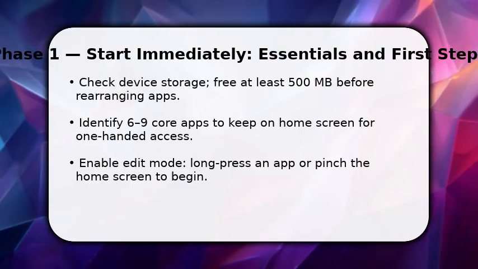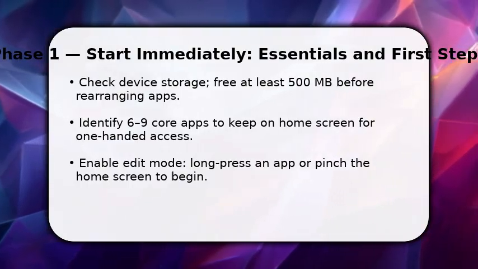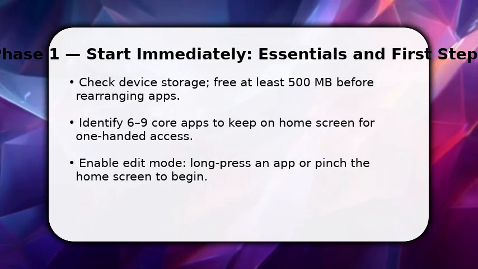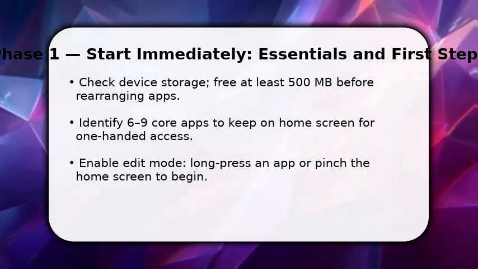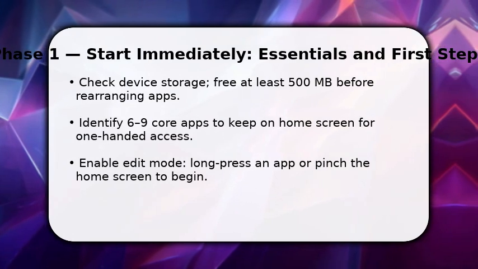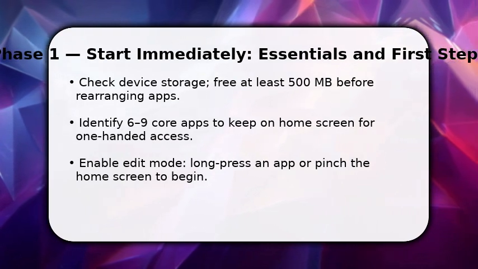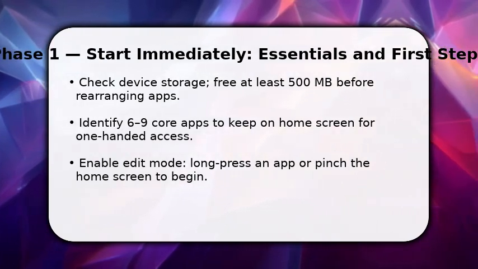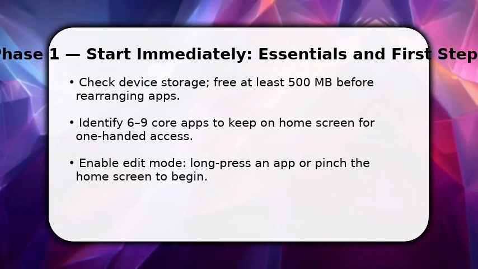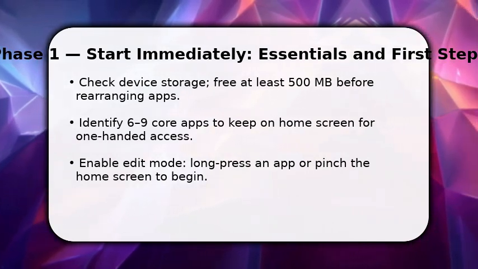You start by making the surface workable. Clear 500 MB or more of storage and close background apps so nothing interrupts rearranging. Next, choose 6 to 9 core apps you use daily, messaging, maps, email, so your home screen stays focused. Once done, enter edit mode by long pressing any app icon or pinching the home screen.